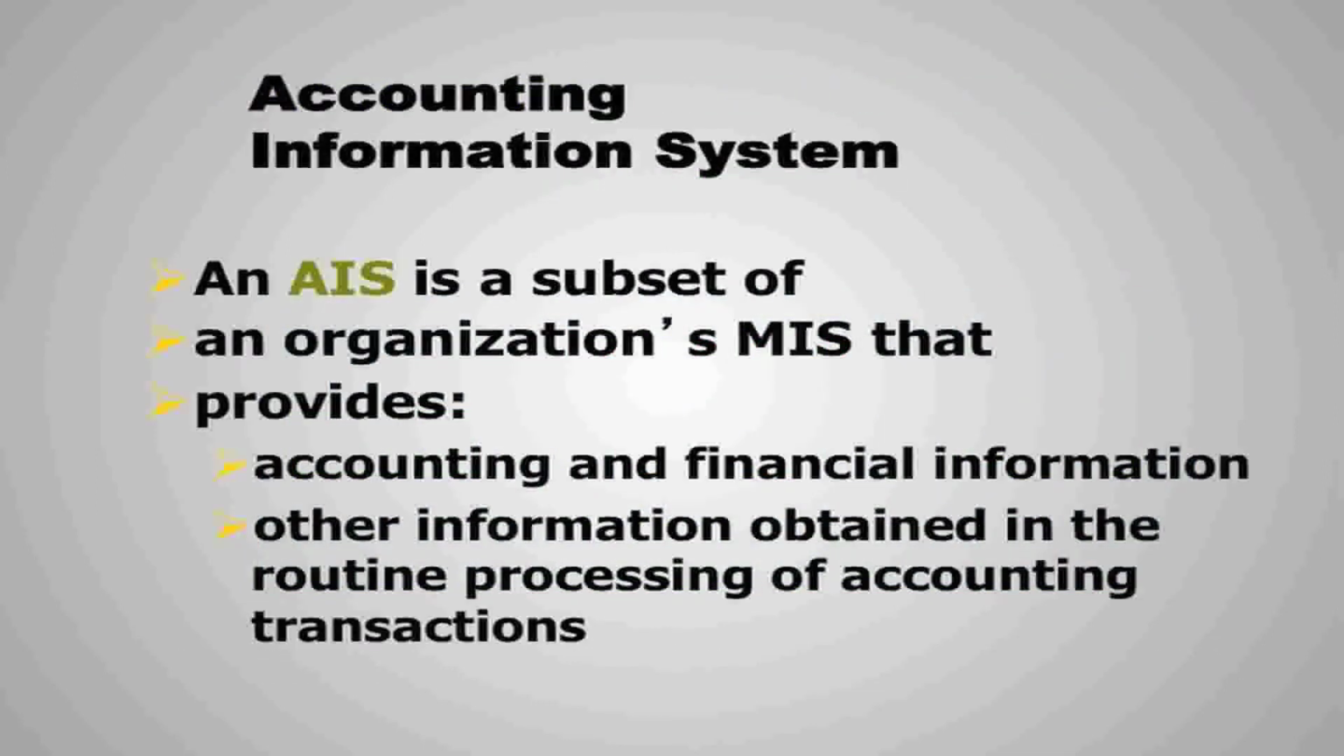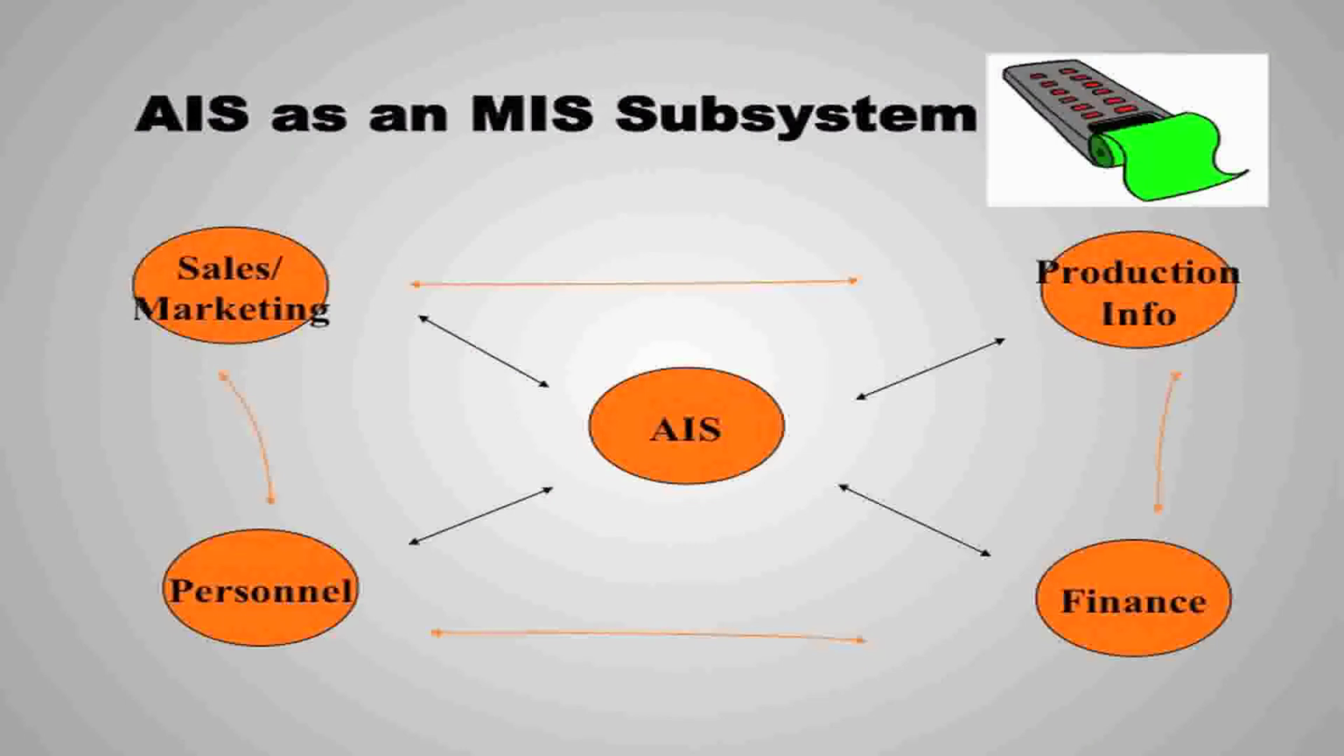Now, the accounting information system is generally a subset of the organization's management information system that provides accounting and financial information, and other information obtained in the routine processing of accounting transactions. We can analyze it with the help of an example of how the accounting information system is a subset of the management information system. Here in the middle of the diagram, AIS is reflected and it works in coordination with production info, finance info, personnel info and sales and marketing info.